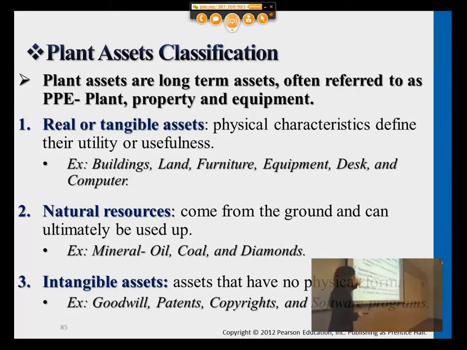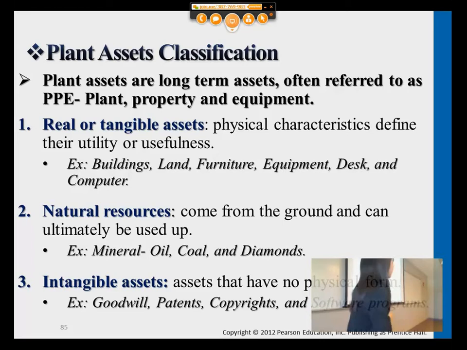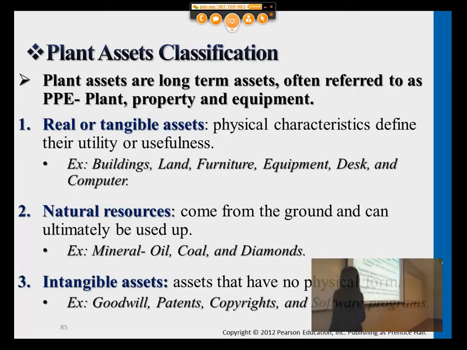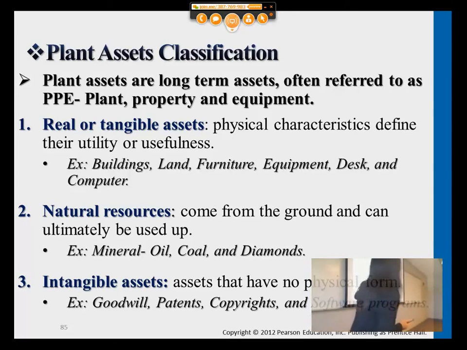Okay, these 2, not each and every company has them on their balance sheet. Okay, only a specific type of industry has natural resources. Only a specific type of industry would have intangible assets. But pretty much each and every company would have the first category, real tangible assets. Okay, so the first category is the core here. These 2, only specific type of industries uses them, and you will see it appearing on balance sheet. Otherwise, you wouldn't see these 2 categories.